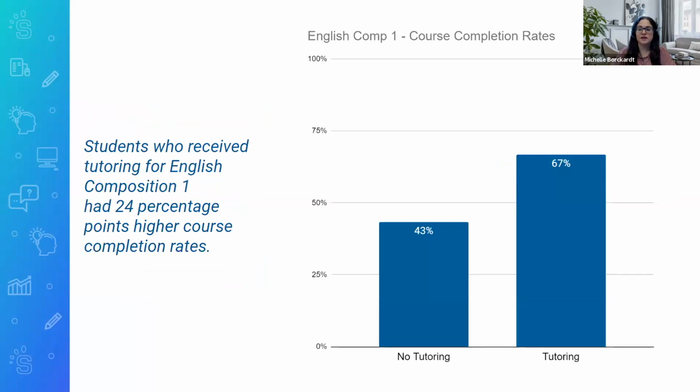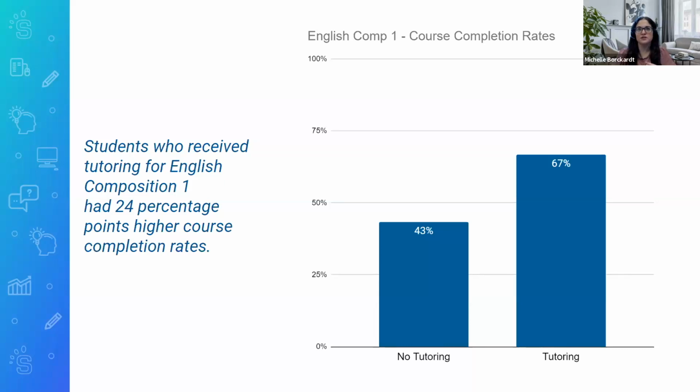So this, Mary mentioned, we have the English Composition 1, which is like our English 101 gateway course, and we have the Quantitative Reasoning, which is the math course. So this shows students who received tutoring for English Composition 1 had significantly higher completion rates. They were much more likely to pass the class, which is very exciting. The difference is very dramatic here. So we loved seeing this.